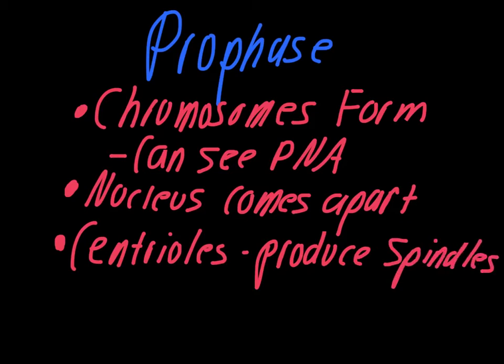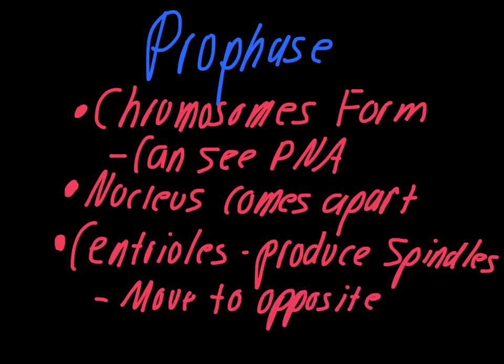The other thing that happens to them is they begin to move to opposite poles of the cell. Poles just mean either end of the cell. If we bring that picture back, you can get a better idea for what we're talking about with this one.